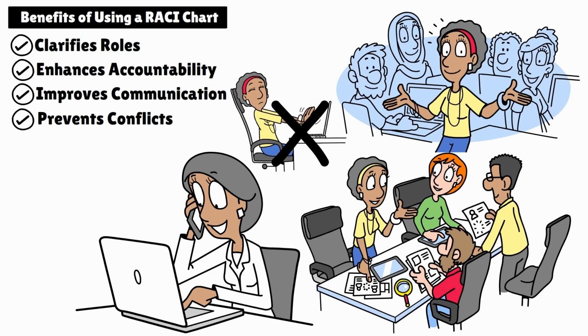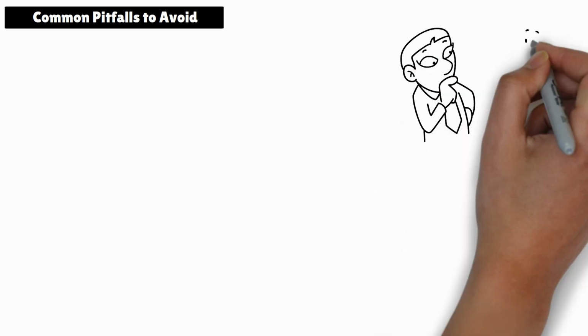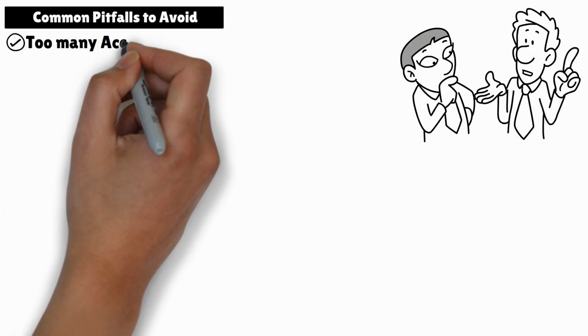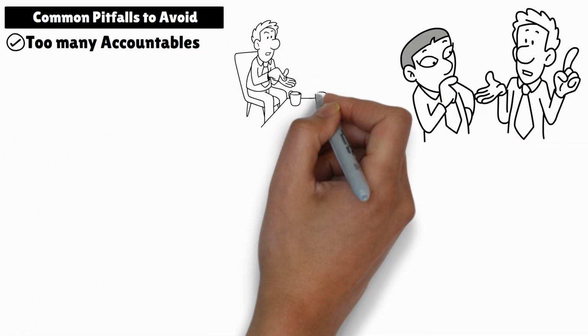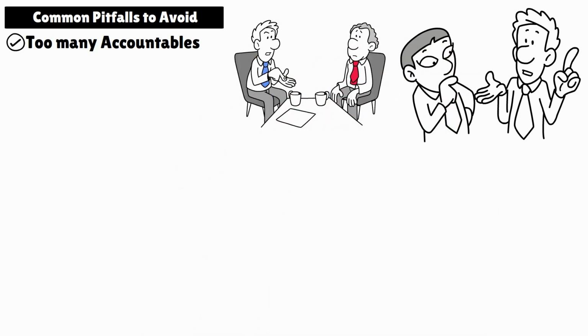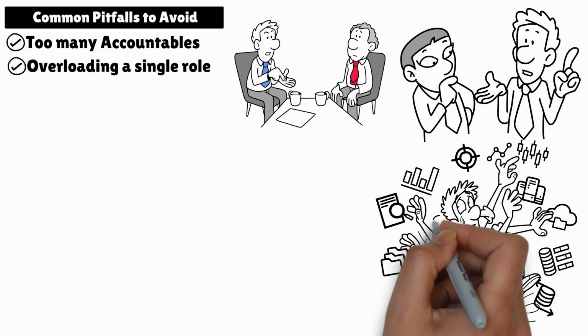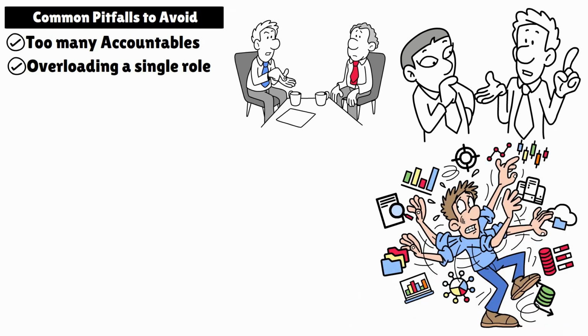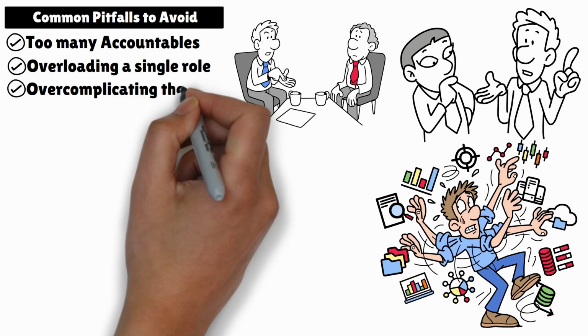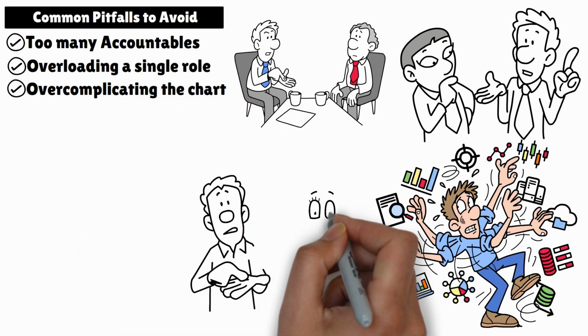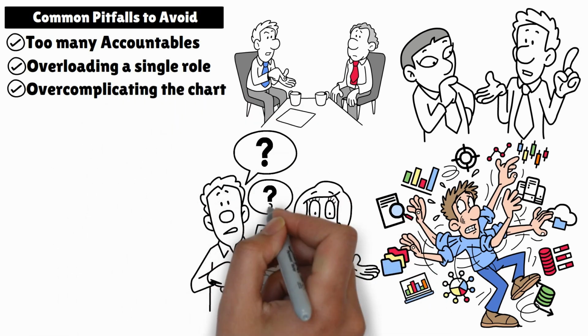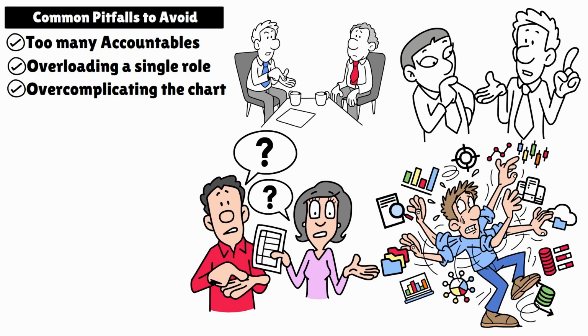While the RACI chart is a powerful tool, there are some pitfalls you'll want to avoid. Too many accountables. Having more than one accountable person for a task can create confusion and conflicts. Overloading a single role. Be careful not to assign too many tasks to one individual, which can lead to bottlenecks. Overcomplicating the chart. Keep it straightforward. A complex chart is harder to maintain and can cause more confusion than clarity.